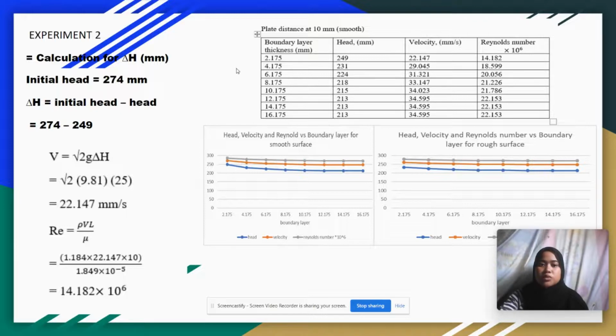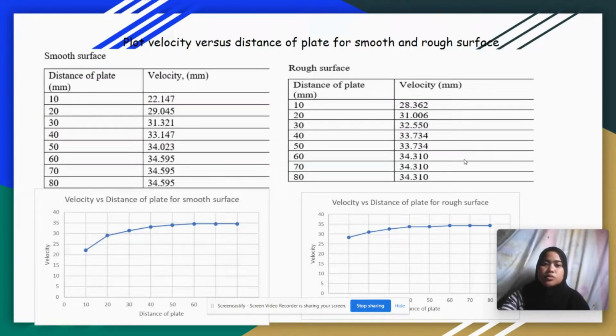In this experiment, we need to choose one point, which is 10 millimeters. So we plot the graph for the head velocity and Reynolds number versus boundary layer for the smooth surface and also for the rough surface. And second, we need to plot the velocity versus distance of plate for smooth and rough surface. We already have the distance of plate given, and we found the velocity earlier, so we can plot the graph for the velocity versus distance of plate for the smooth surface and also the rough surface.